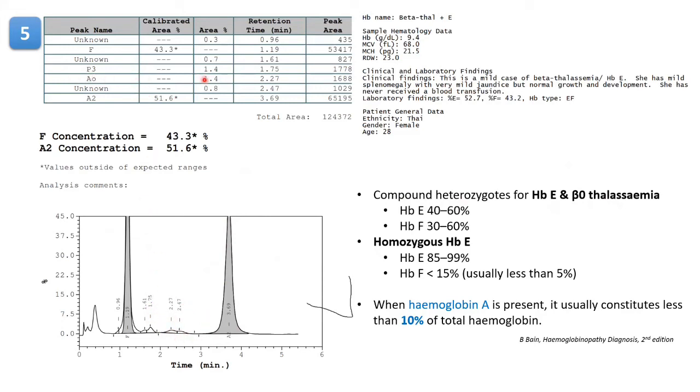Adult hemoglobin is 1.4%. So how do you differentiate compound heterozygous states from homozygous hemoglobin E? In compound heterozygous states, hemoglobin E is between 40 to 60%, whereas hemoglobin F is 30 to 60%. In homozygous E, most of them, more than 85%, is hemoglobin E, with F usually less than 5%. Whenever hemoglobin A is present in either of these conditions, it's usually less than 10%.